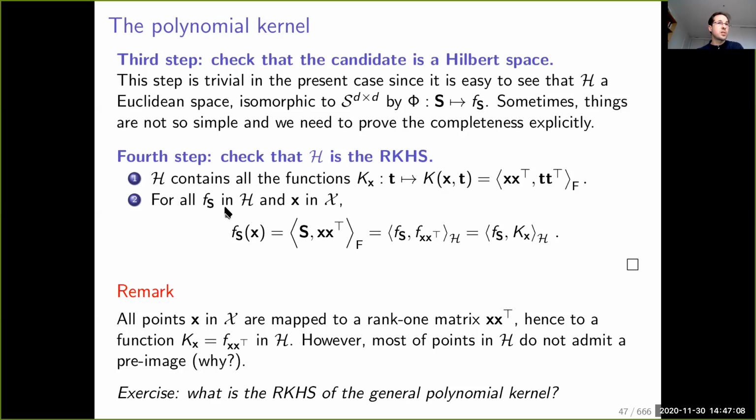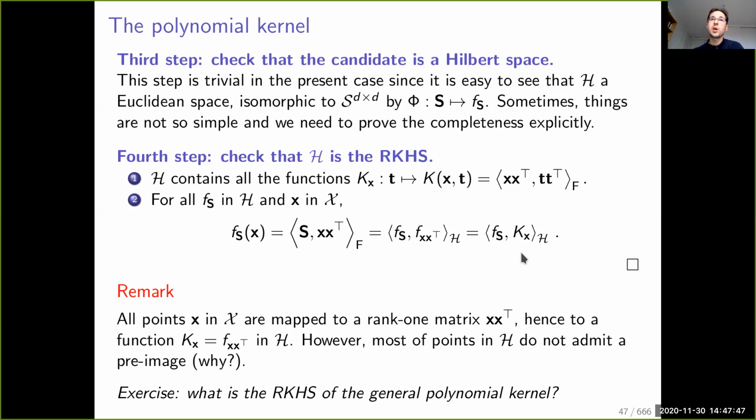Now, for all functions f_S in this space H and vector x in the input space, we are going to check that the reproducing property holds. Indeed, this is the case. f_S of x is equal to the inner product between S and x x transpose. This inner product, by definition of the inner product in the previous slide, is also the inner product between f_S and f_{x x transpose}. And this quantity here, this is simply kx.